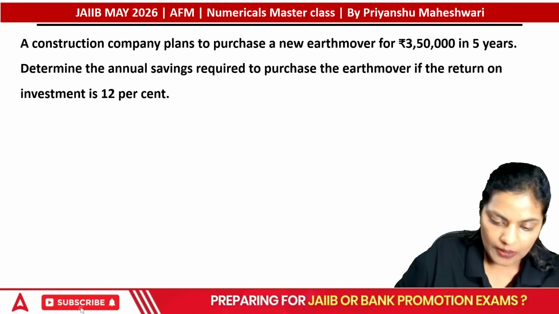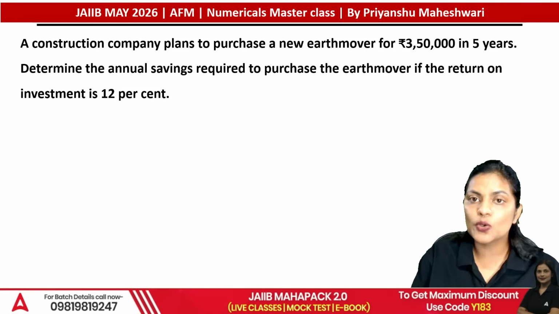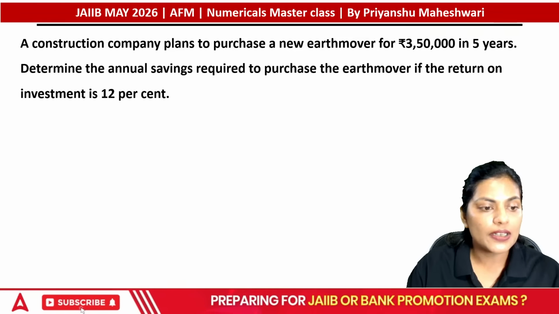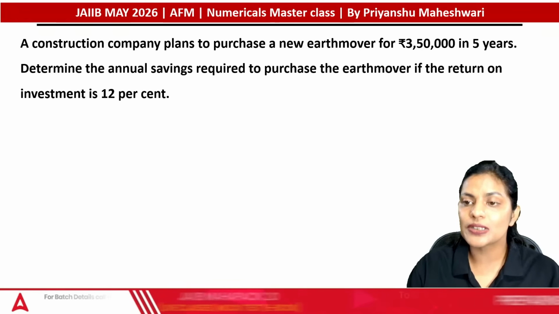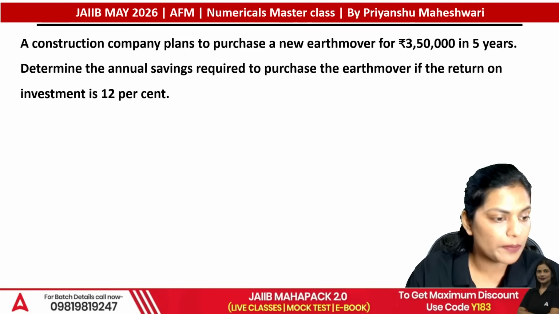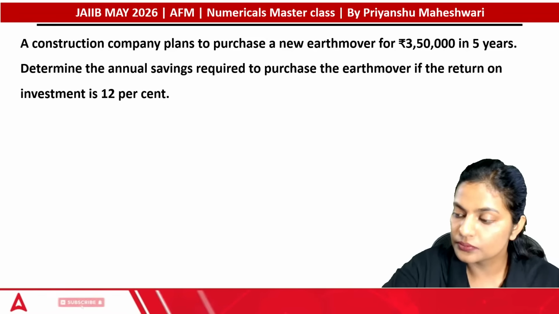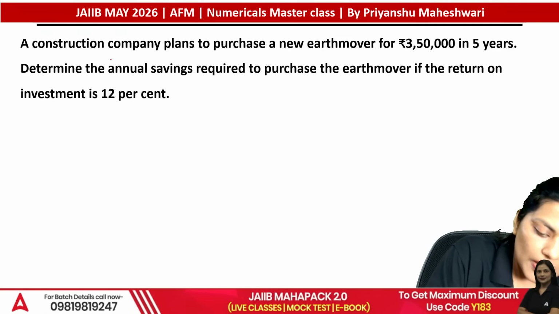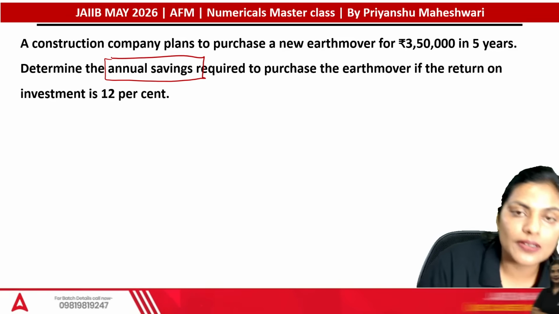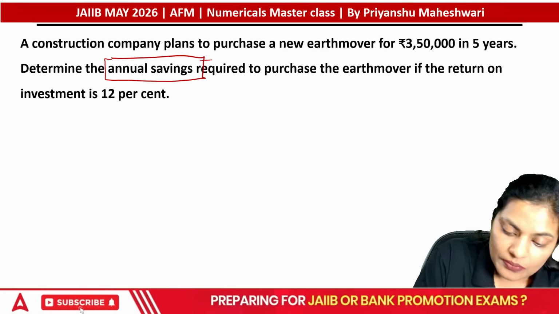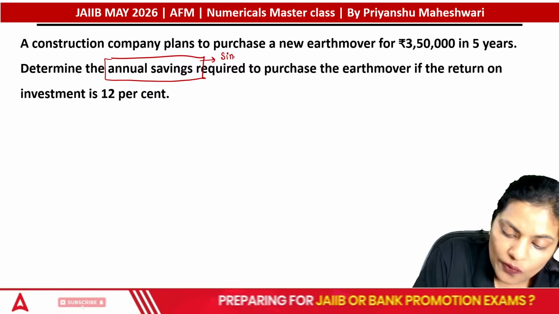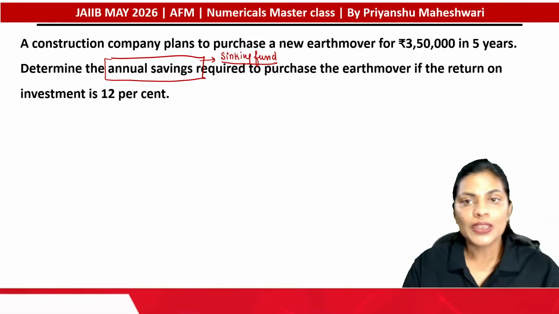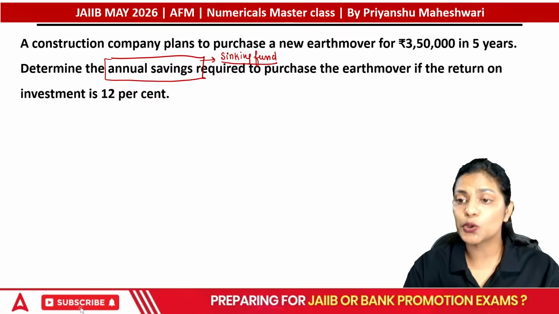Done? Then, a construction company plans to purchase a new earth mover for 3,50,000 in 5 years. Determine the annual savings required to purchase the earth mover if the return on investment is 12%. Now, you are required to calculate the annual savings. What does annual saving mean? This means they are asking you for using the formula of sinking fund. Why? Because sinking fund is a fund that is created with respect to future value.